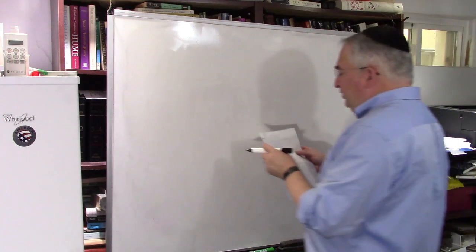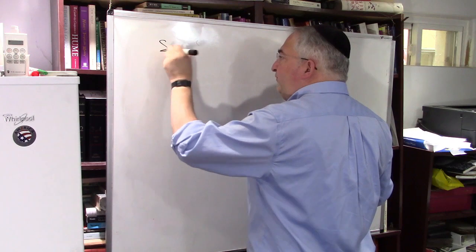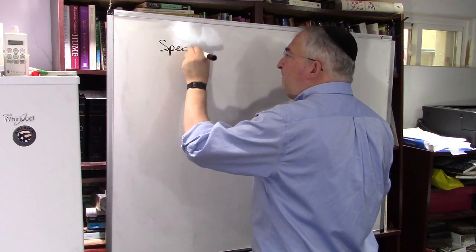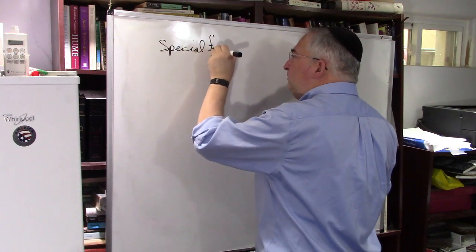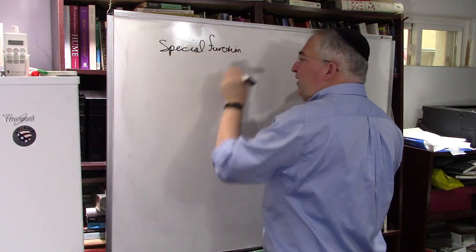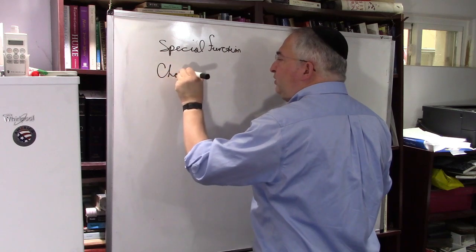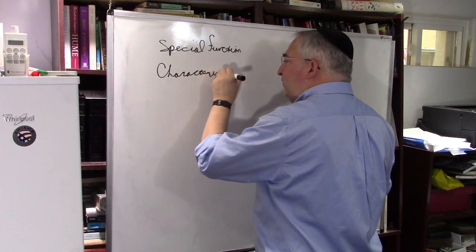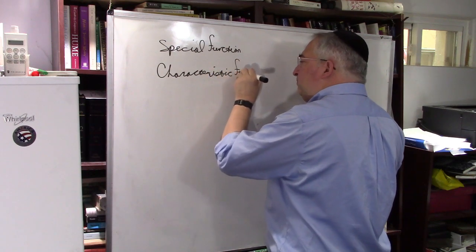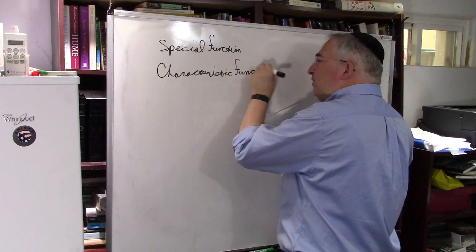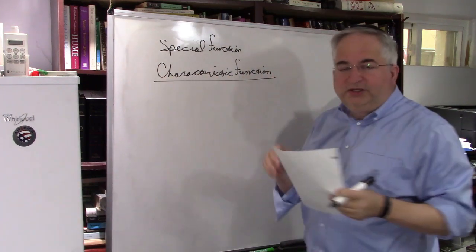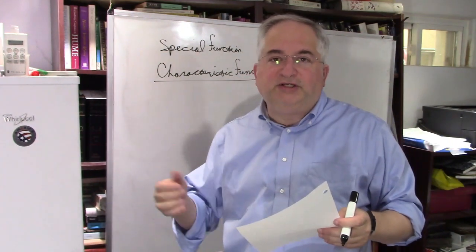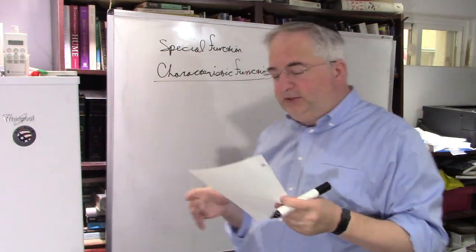Okay. So, special functions. We're only going to talk about one special function. It's called a characteristic function. A characteristic function. This is a function that characterizes something. It describes a subset. Let me explain to you.